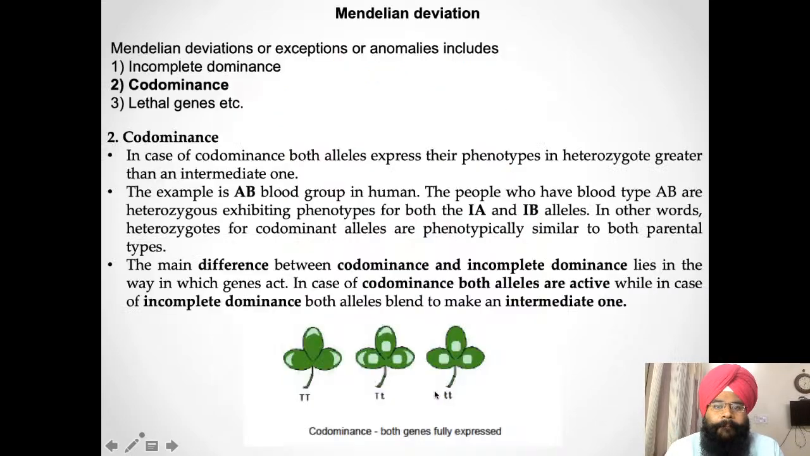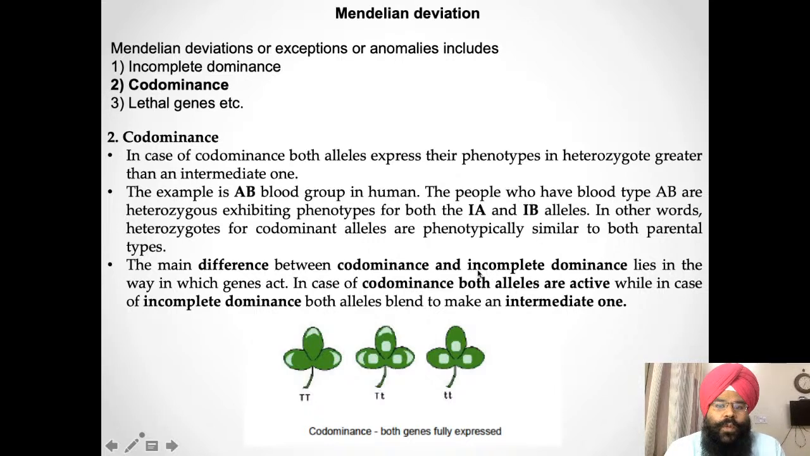Then comes codominance. In the case of codominance, both alleles express their phenotypes, like in the heterozygotes, rather than an intermediate one. The example is AB blood group in humans. People who have blood group AB, capital A, capital B, are heterozygous exhibiting both capital A and capital B alleles. So both are being expressed. In other words, heterozygotes for codominant alleles are phenotypically similar to both parental types. So phenotypically, they will have the characteristics of both parents, capital A and capital B in their genes.